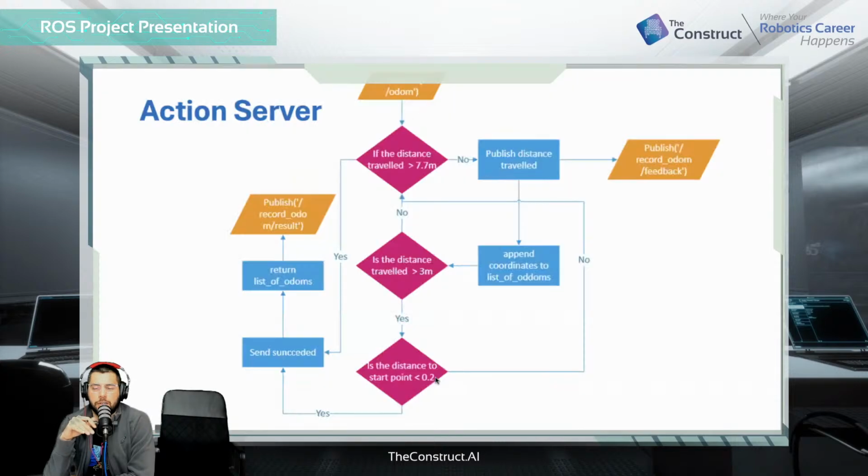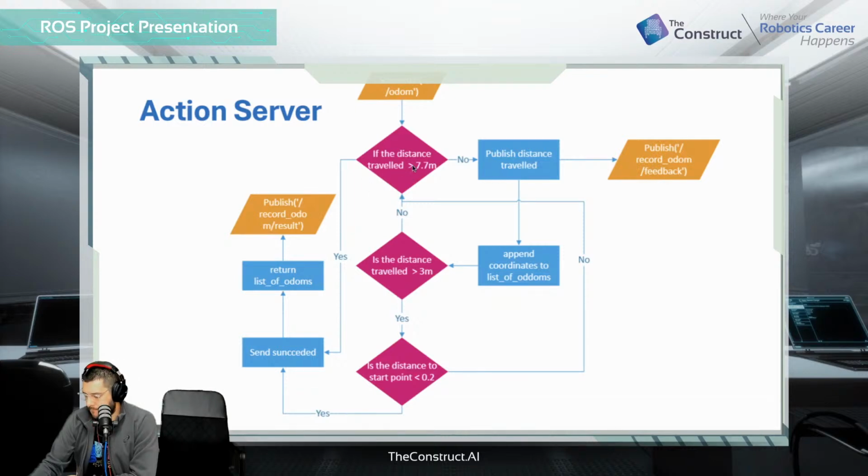In this part of the code, the robot would get readings from the odometry sensor, and then it would check if the distance traveled is more than 7.7 meters. This condition is just to make sure that if the robot misses or passes the starting point, it will stop. After 7.7 meters, it will just send succeeded and return the list of items and so on.